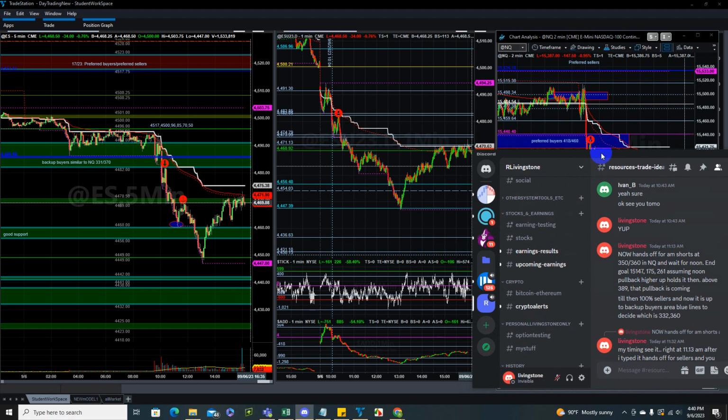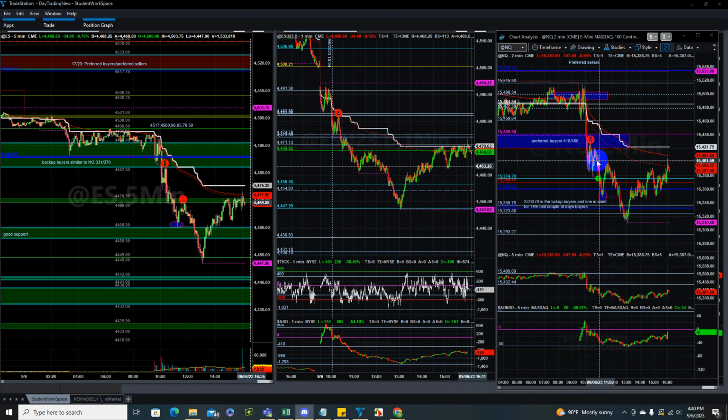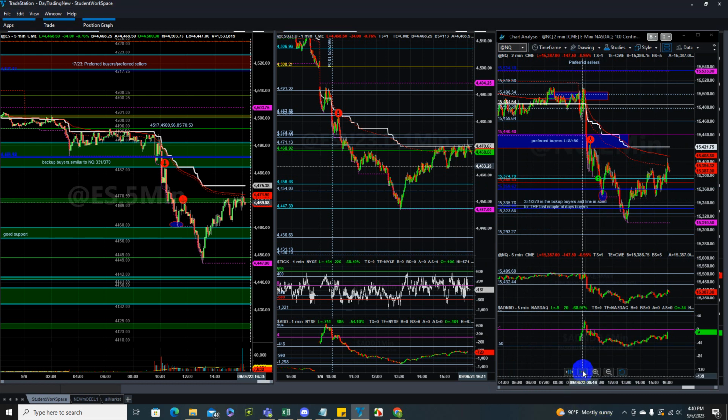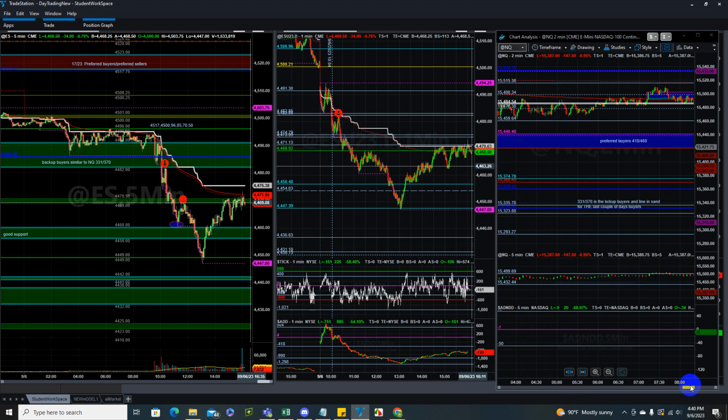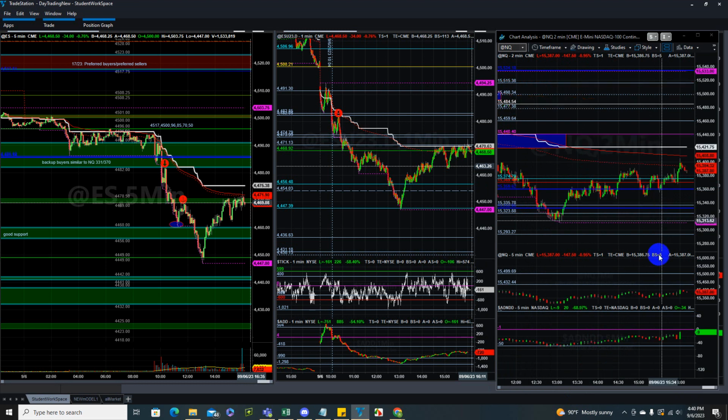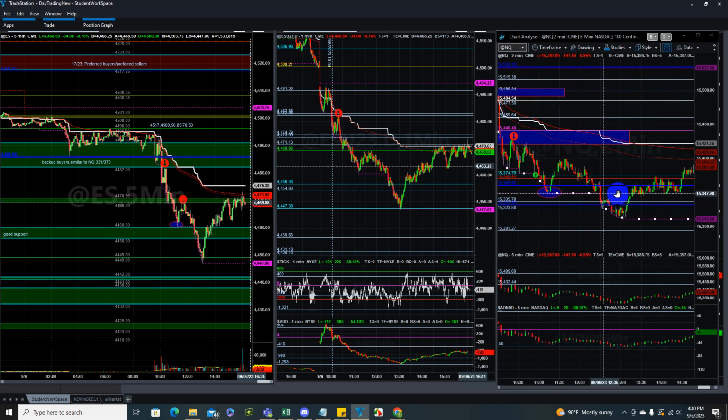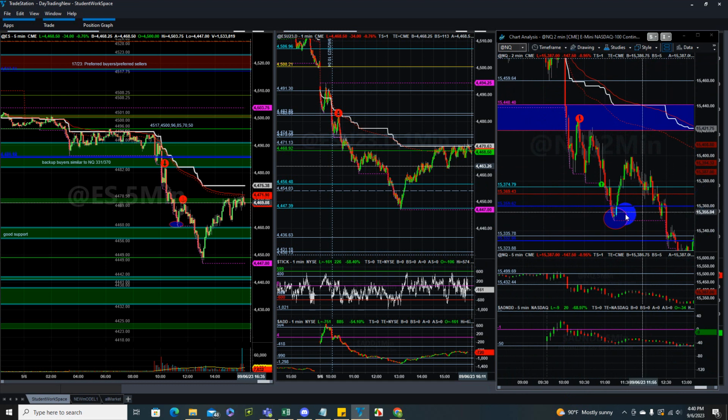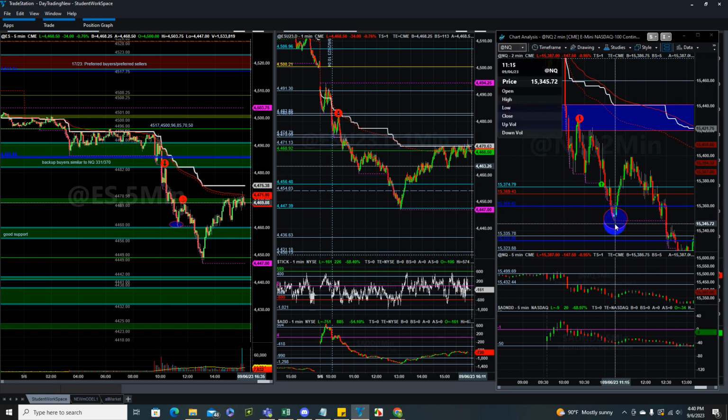And then, which is this, 11:13 AM. See that, hands off, right? Right after 11:13, that's where I typed it, right? You can see it here also. Timing is the key. Look, 11:13, which is right around here, right around at this bar. See, and that became the low at that time.